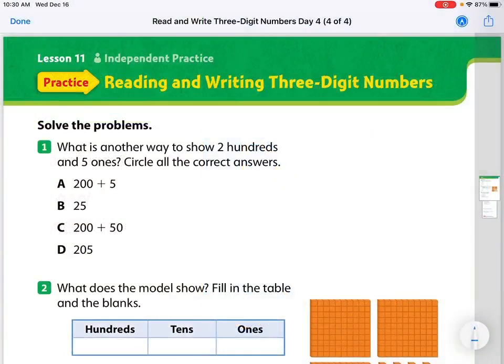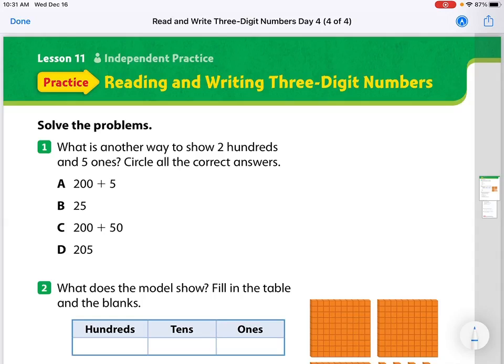Hi, second graders. Today we are finishing up with our lesson 11 in the instruction book for Ready Math. We are going to be working on pages 102 and 103 today. So this is going to be really good practice and review to get you ready for your lesson quiz that's going to be tomorrow. All right, so let's take a look.